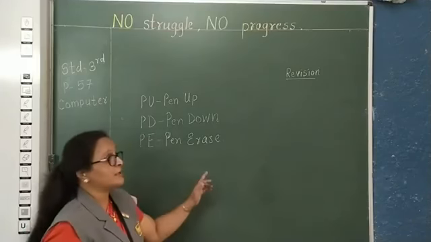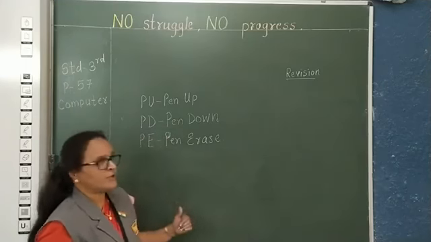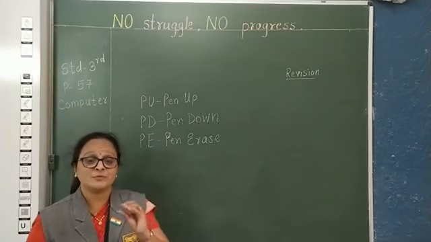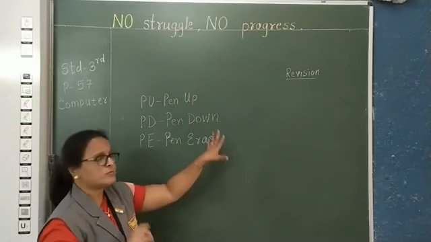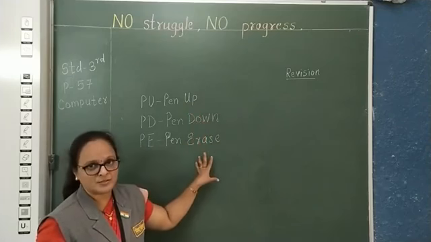So you have to specify P and then FD and whatever the number, okay? The same way like PU, then BK, and again specify the number, how many steps of lines you want to erase, okay? Now I hope you are getting it very well about PU, PD and PE, isn't it?